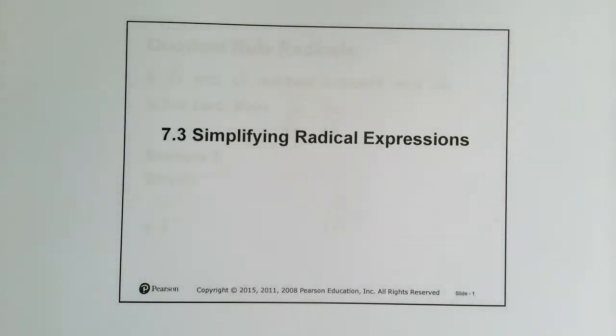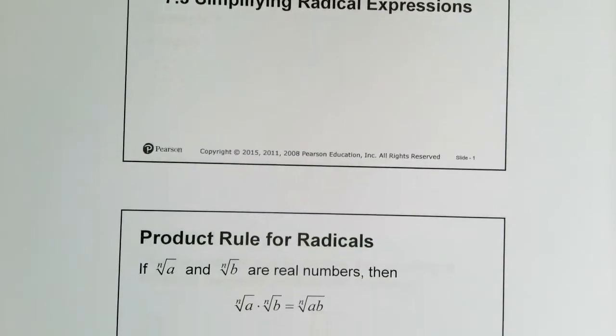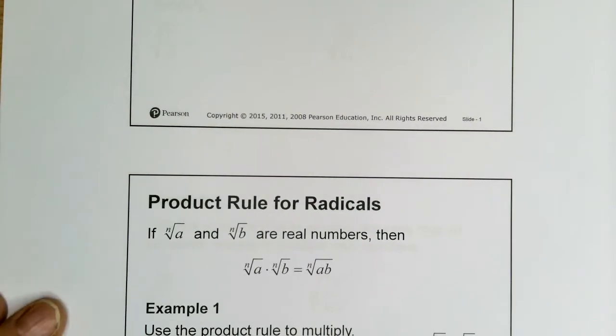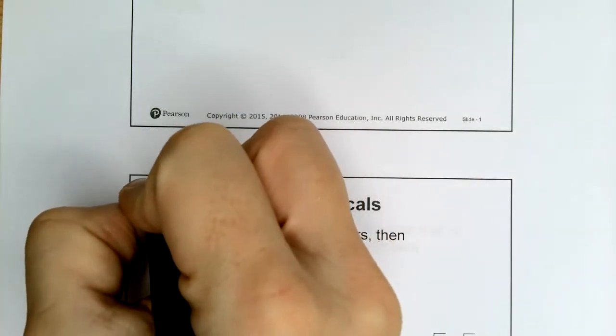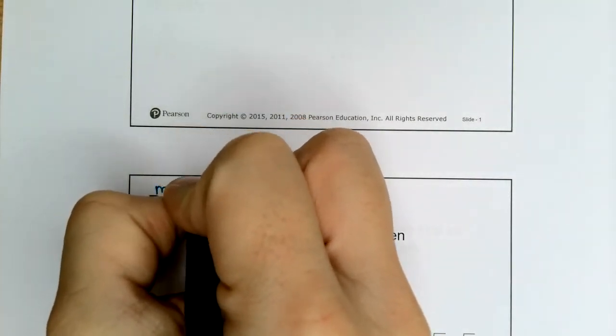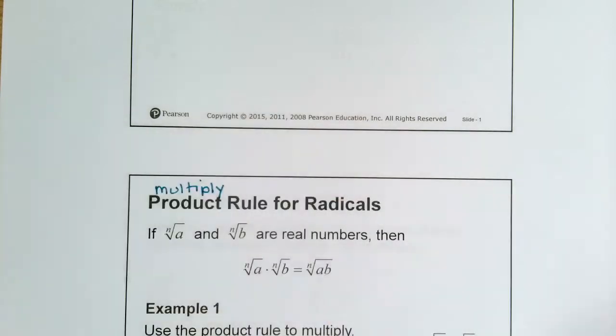Okay, so we are going to break down radical expressions, multiply them, and divide them. So we're going to begin with what is called the product rule for radicals. Remember that product means what you get when you multiply. The product of 2 and 3 is 6, okay? So product rule means a rule for multiplication.